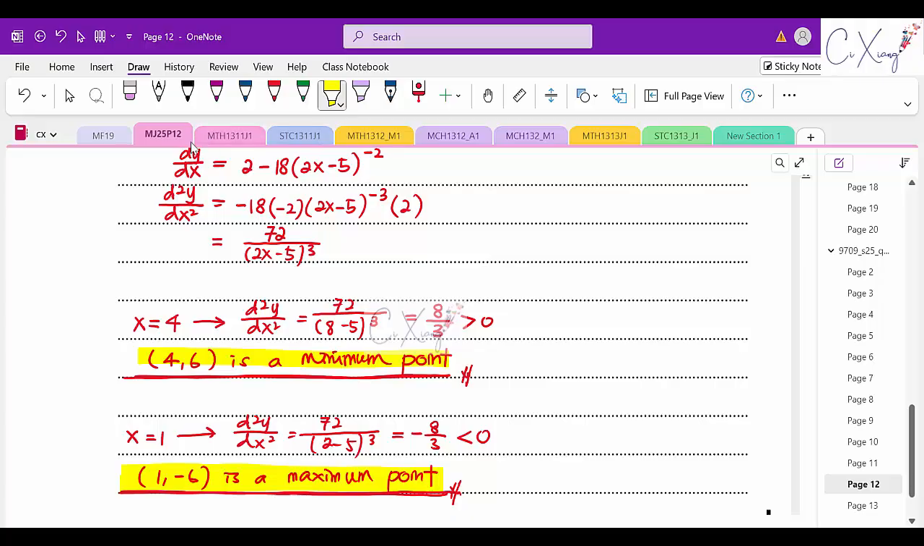Right, so this is how we decided. But of course, before you find out this question, you need to remember the result: where d²y/dx² is smaller than 0, it means that you're having a maximum point, and where d²y/dx² is greater than 0, it should be a minimum point, right? Okay, then let's see what we have in part C.